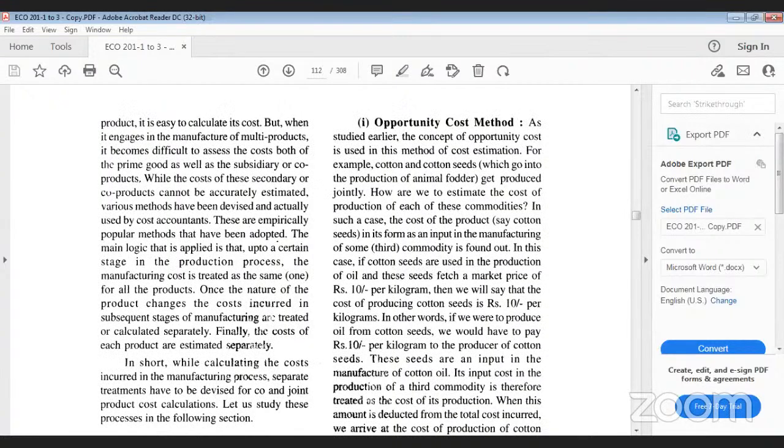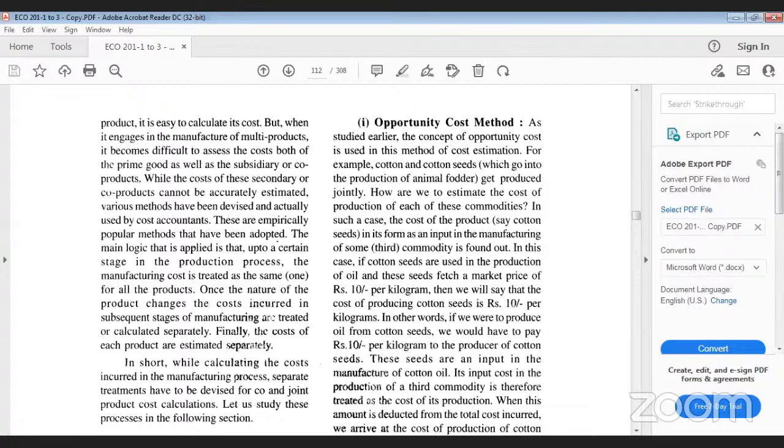When a firm produces a single product, it is easy to calculate its cost, but when it engages in the manufacture of multiple products, it becomes difficult to assess the cost of both the prime good as well as the subsidiary products, while the cost of these secondary or co-products cannot be accurately estimated.